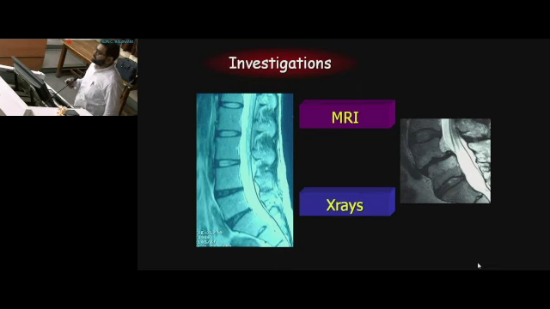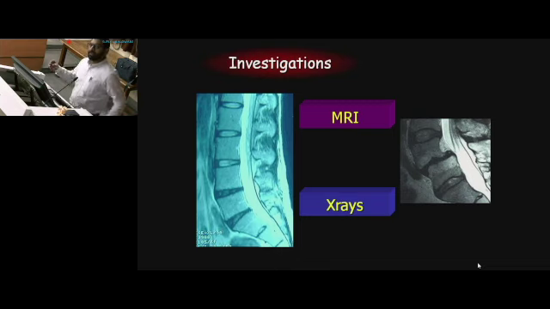First of all, you need to get the X-rays. And X-rays are also ordered if the patient is having chronic, say, pain lasting for more than 1 month and it is not relieving with any medication or exercises. Then you need to go for the X-rays. And if you find something significant on X-ray, then you need to ask for MRI.